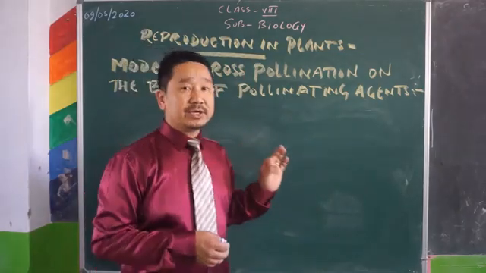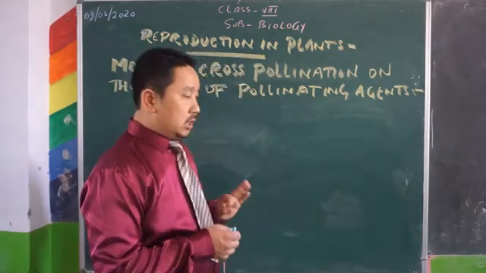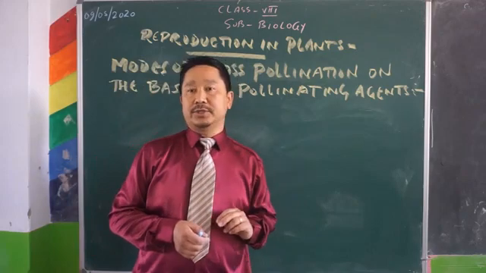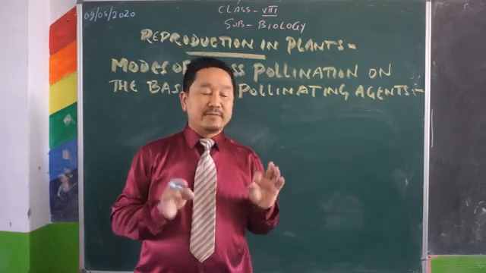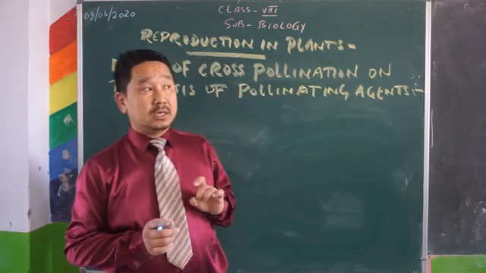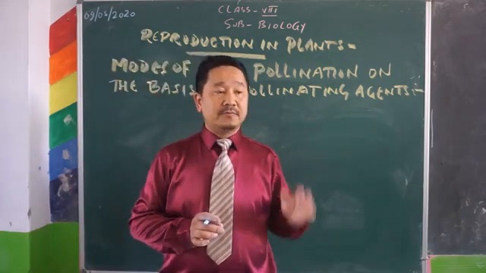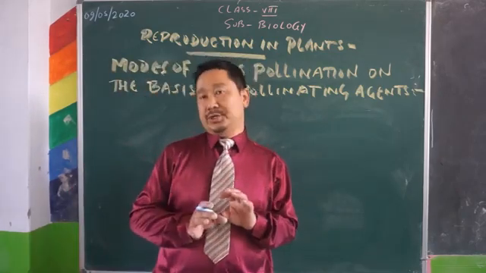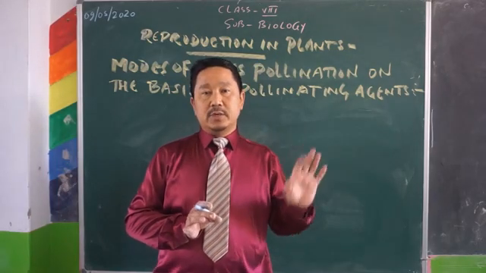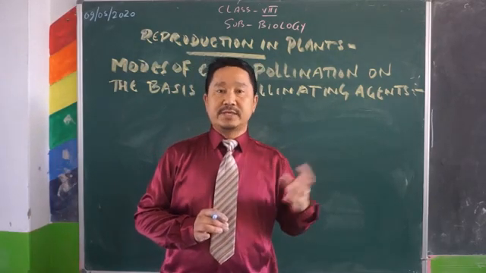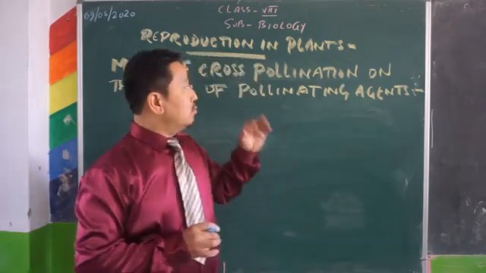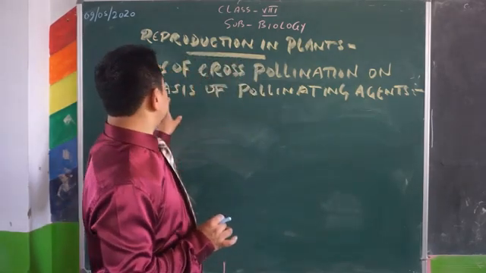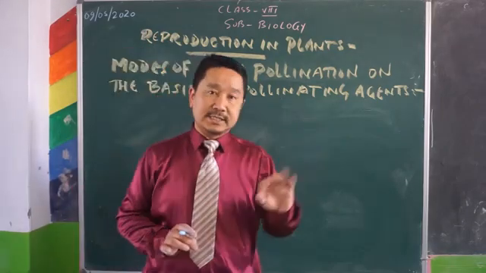So we have already reached the types of pollination. Okay, that is self-pollination and cross-pollination. We have even discussed the definition of self-pollination and cross-pollination. Self-pollination, we have finished everything about it. So today we will do the modes of cross-pollination on the basis of pollinating agents.